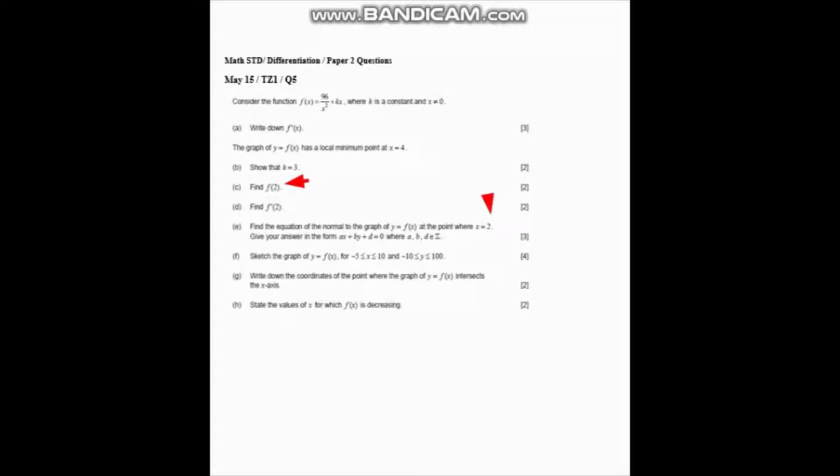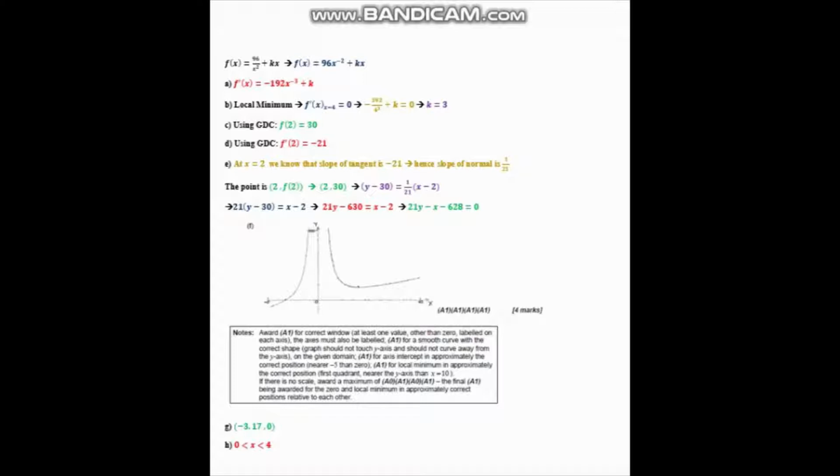The slope of the normal is the inverse of the slope of the tangent at x equals 2. And the slope of the tangent at x equals 2 is obtained by f dash of 2. So I take this slope right there, I switch the sign and I flip it, and this gives me the slope of the normal. So since the slope of the tangent is -21, hence the slope of the normal is 1/21, and the point, as we said, is 2 and f of 2, which is 30 from C.